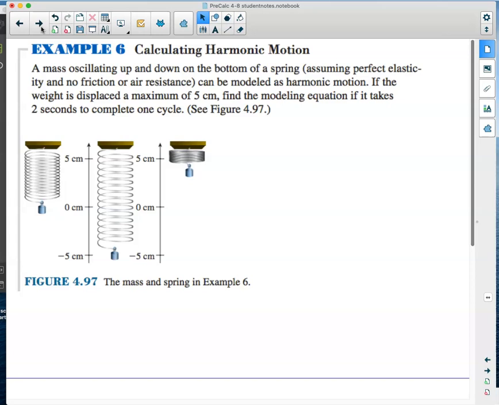That can be modeled as harmonic motion. If the weight is displaced a maximum of 5 centimeters, find the modeling equation if it takes 2 seconds to complete one cycle. So here we are in the normal position, but the spring can pull it all the way up, or it can go down as far as the spring will stretch. And they're showing that that's going to be 5 units up and down. So what do we need? Well, obviously it starts at 0. That's the normal position, and then it pops up and down from that position. So this one is going to use sine.